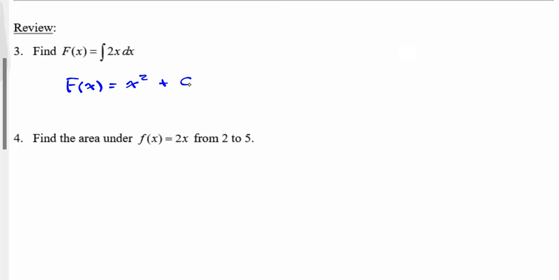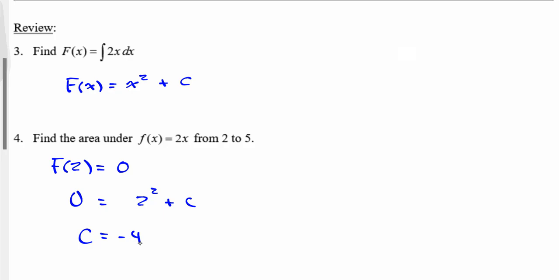Good. Then we want to find the area from 2 to 5. So what do we start by saying? F of 2 equals 0. Okay, and so we have our function: 0 is equal to 2 squared plus c, and c will equal -4. Good.